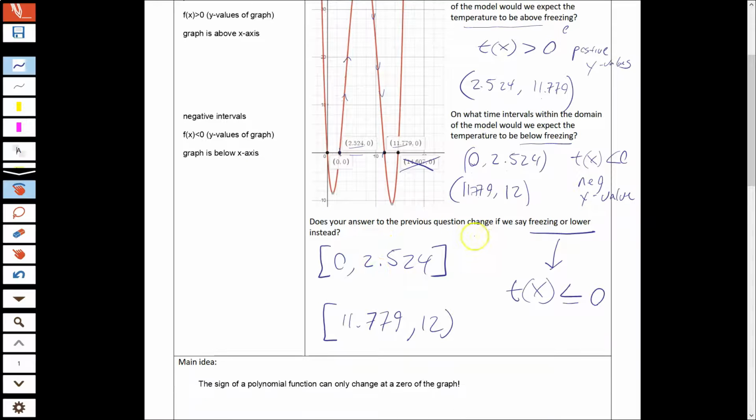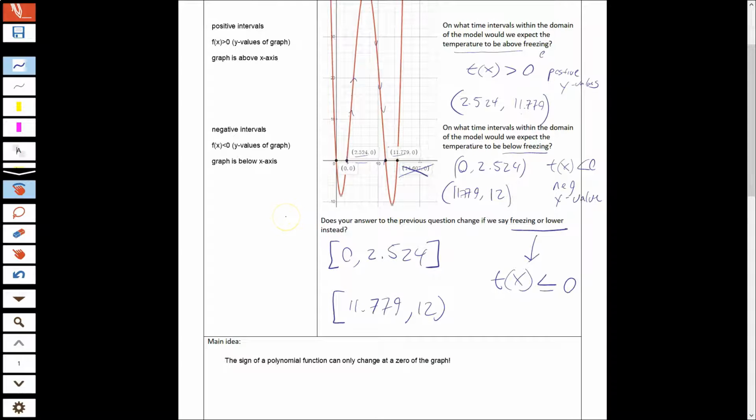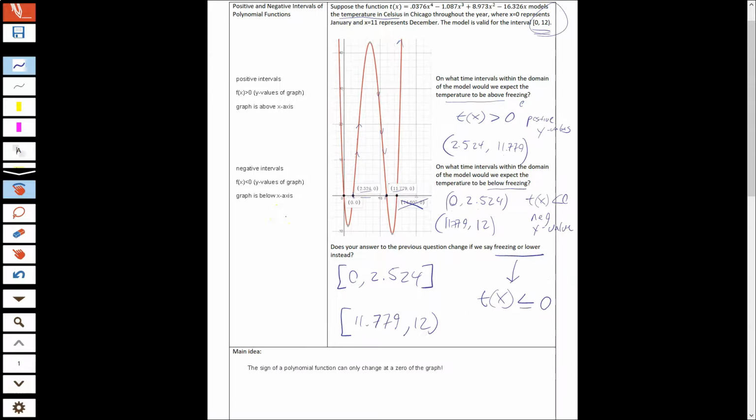So yes, the answer changes a little bit, and it's because of this "or equal to," the way we write down that inequality. We're going to continue to work on that throughout the practice. So, all right, let's look at a method now for finding these intervals without a graph.